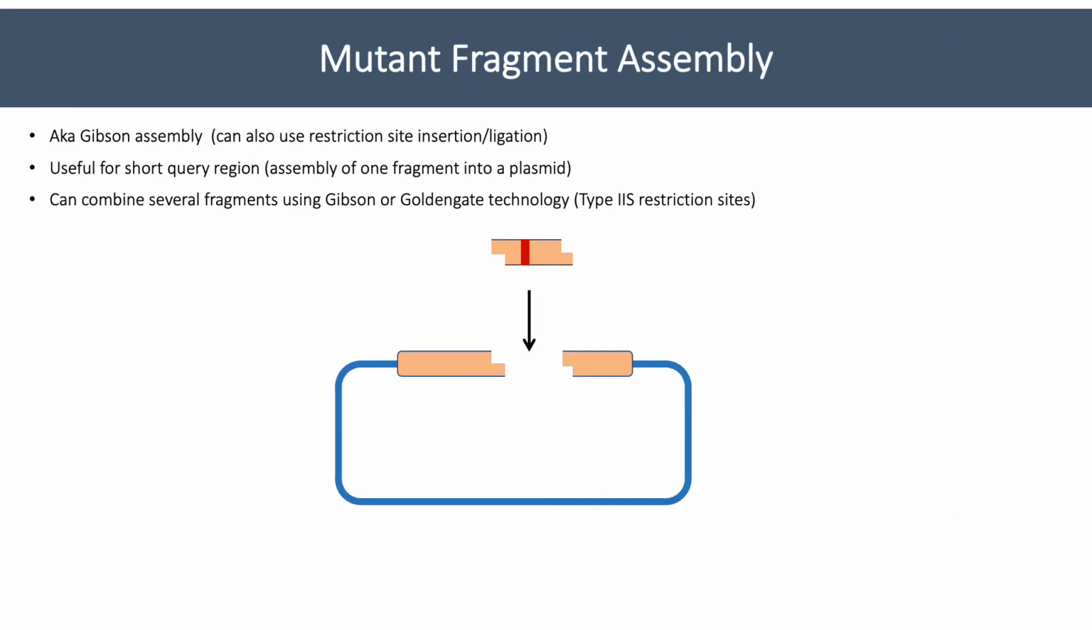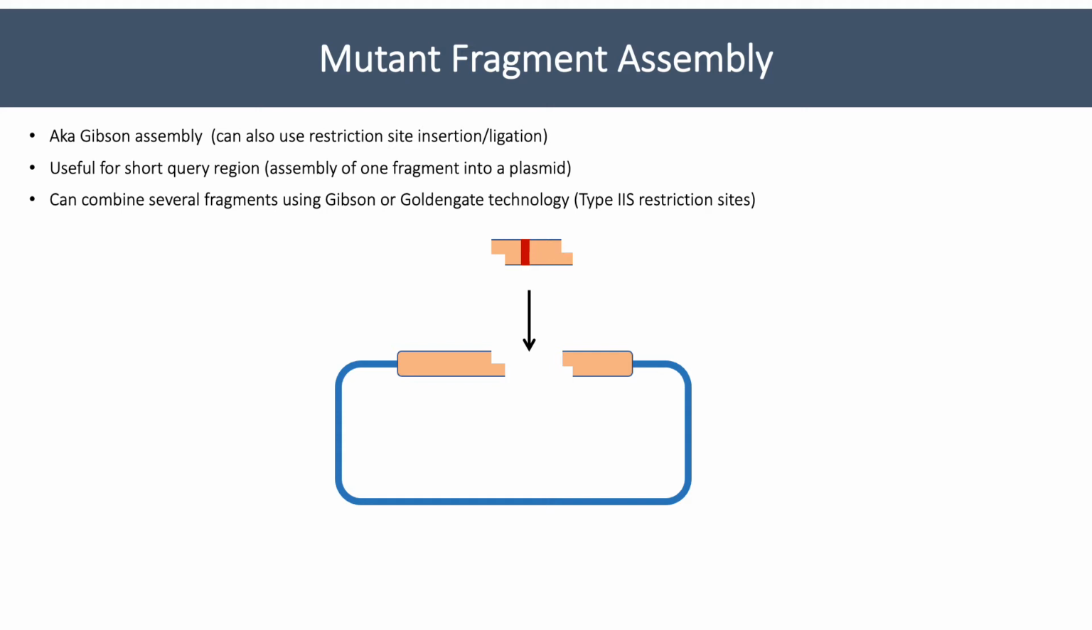If you want to mutate a relatively small region, a very straightforward method like fragment assembly could be used to create a library. All you have to do is create a pool of double-strand oligos or short DNA fragments that contain the variants that you want, and then introduce these to a plasmid using something like Gibson assembly or perhaps ligation after cutting with a type 2 restriction site.